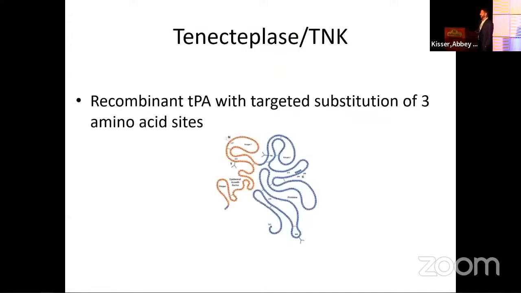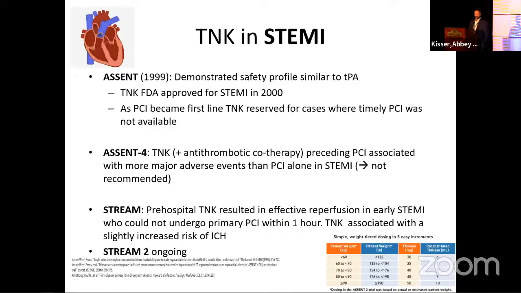So how about TNK? What is TNK? Well, TNK is Tenecteplase. It's a recombinant tPA. So basically 3 sites of the tPA were changed and it became TNK. It's used in STEMI. So actually it is standard in STEMI. There are trials and it is available.